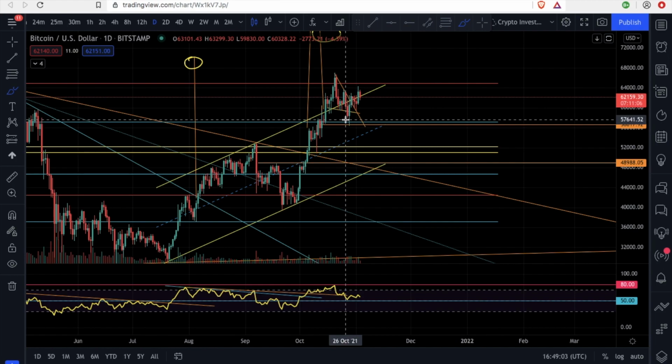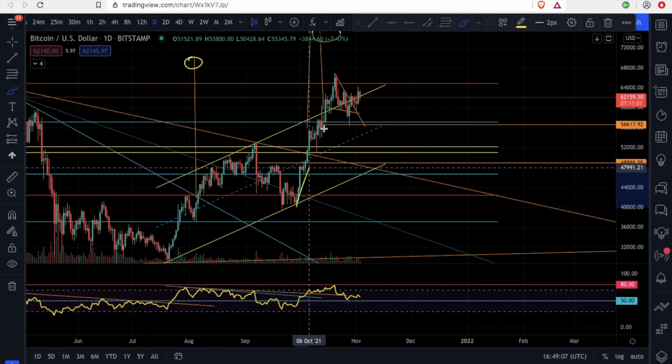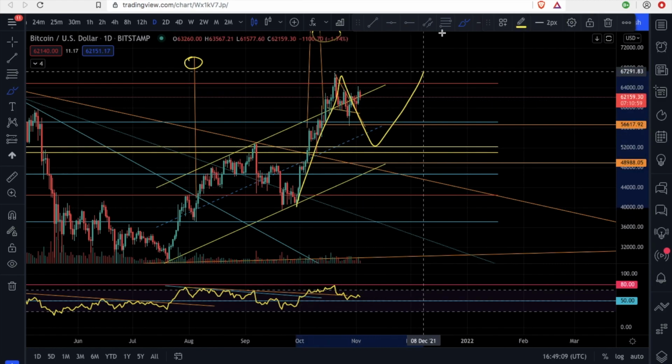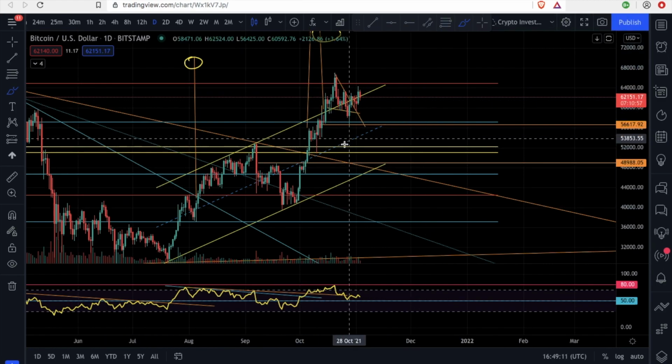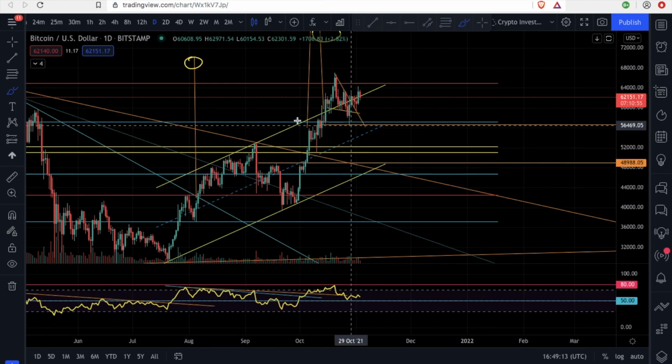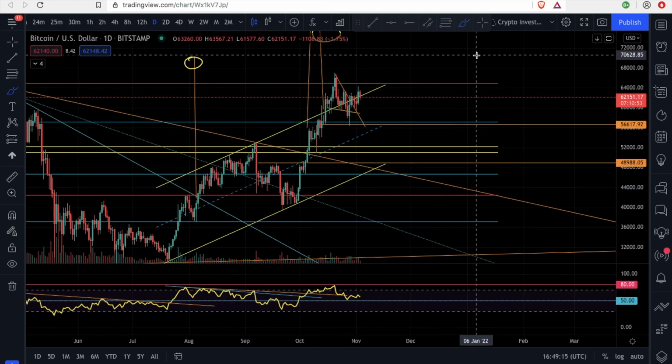But at this stage of the bull run, the Bitcoin price can just ignore not heading lower before going higher, because these are almost the last stages of the bull run.